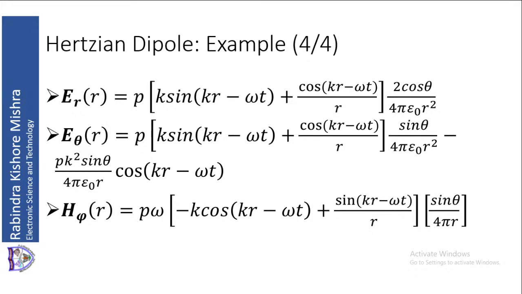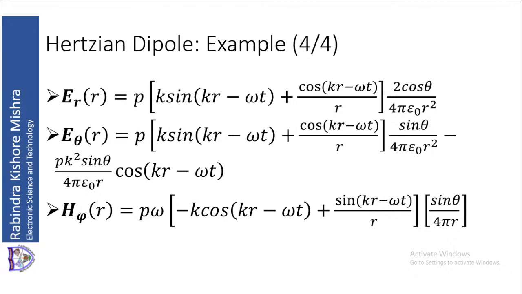And we saw that the radial component of the electric field does not contribute to radiation, only the theta component contributes. In the theta component, there is a part for the near field, and there is a contribution to the far field. Similarly, for the magnetic field, the theta component is 0, the radial component is 0, and the phi component has two terms. The second term is for the near field and the first term is for the radiated field.